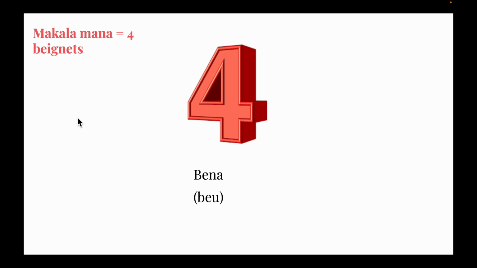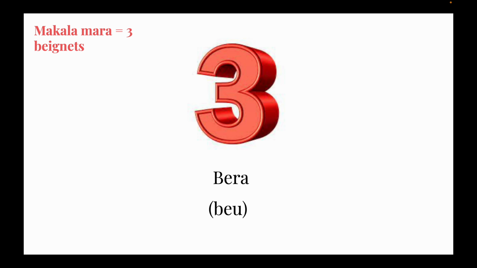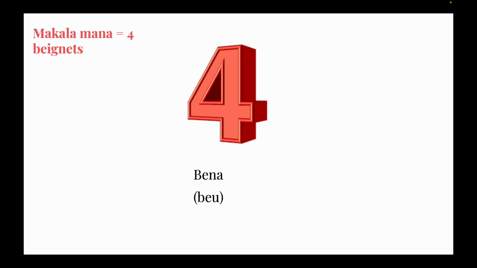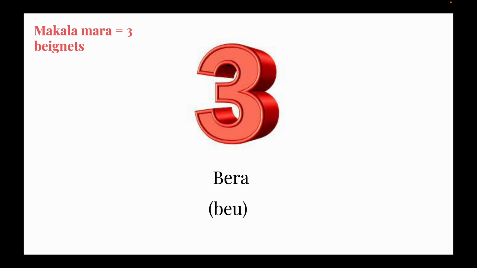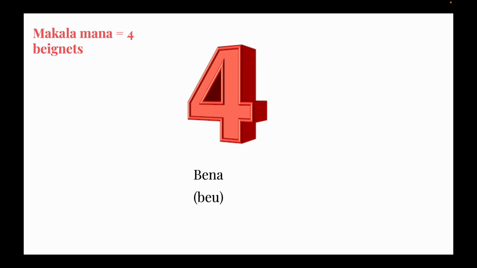I already explained the changes in number 3, so I will not take too long, because number 4 is the same thing, just that number 3 is bara, so you say mara. Number 4 is bena, so you say mana. It's pretty simple. You literally just change the BE to MA because of the MA from makala. So to say four beignets, makala mana. To say three beignets, makala mara.